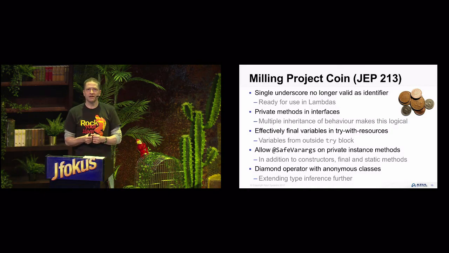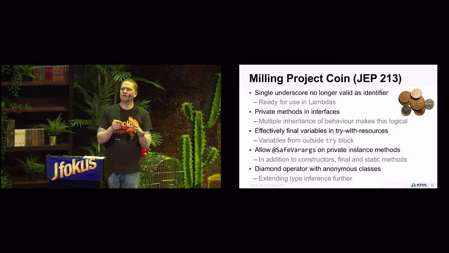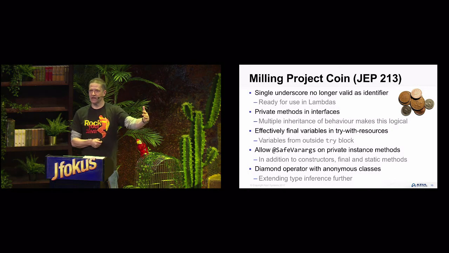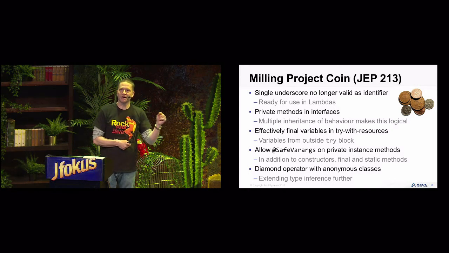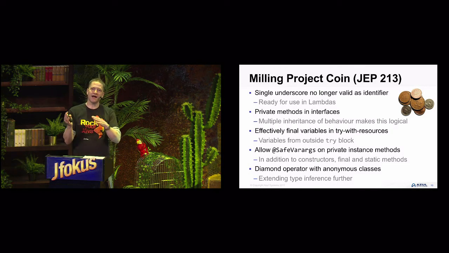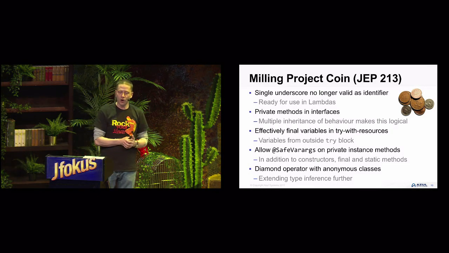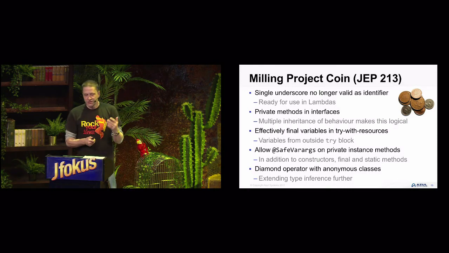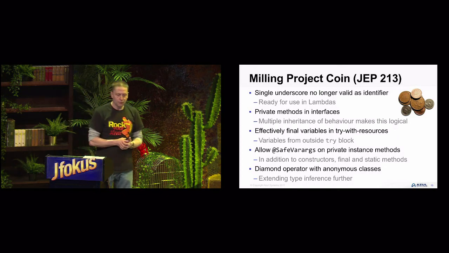Effectively final variables in try with resource blocks. This was one of those quirks that the try with resources block introduced: you can have a variable from outside the try block which you want to use inside it. It's already declared, but you still had to reassign it to a new variable name in order for the try with resources block to work. Now, in JDK 9, you can simply put that in the brackets of the try block. You don't have to assign it to a new variable, and that will work just as well, as long as it's effectively final.